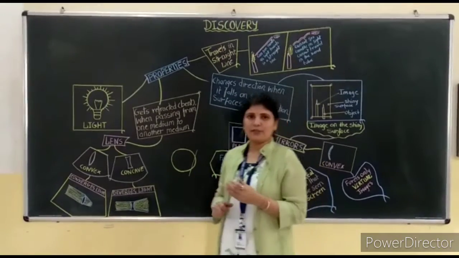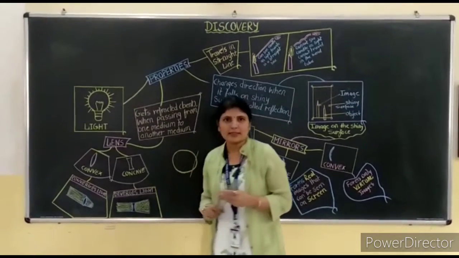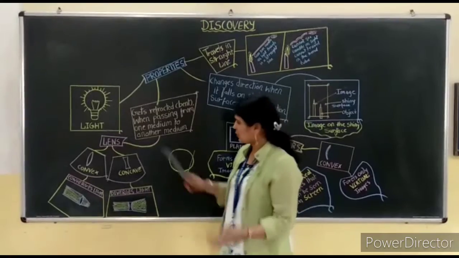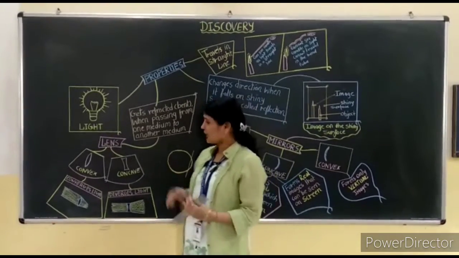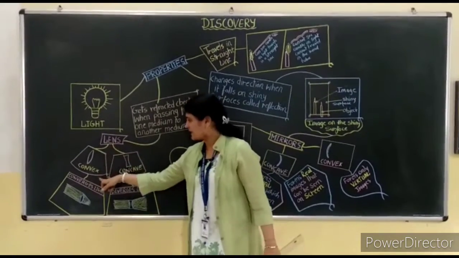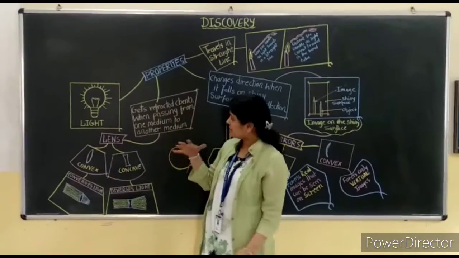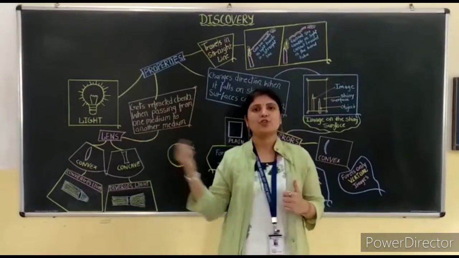The third property of light is refraction of light. The refraction of light takes place through lenses. There are two types of lenses again, convex lens and concave lens. We will see all these things through the actual objects.